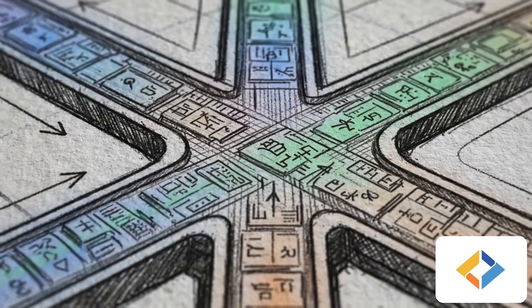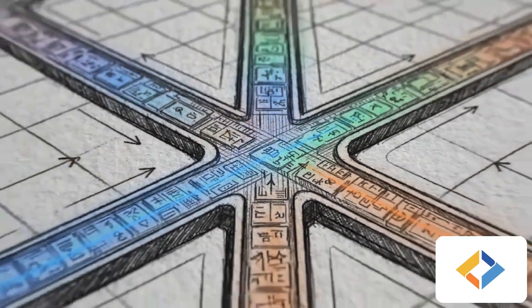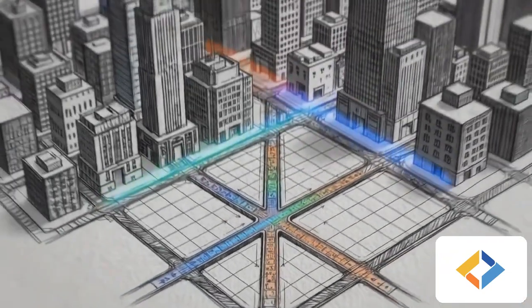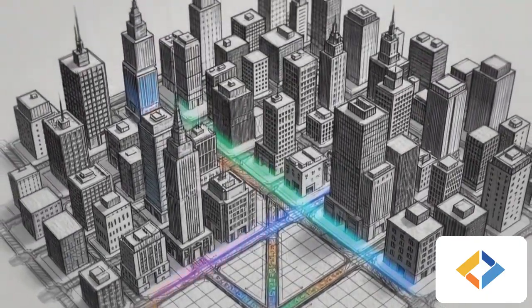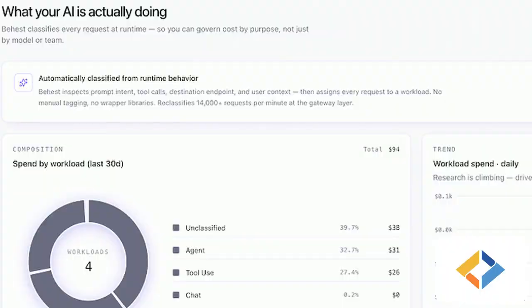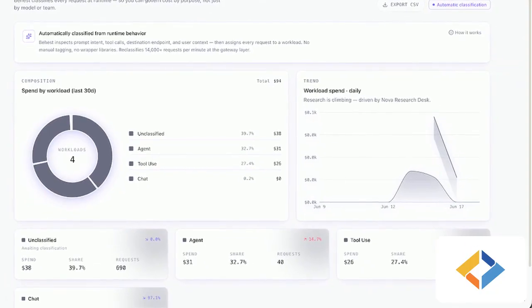Individual request logging solves the engineering problem, but leaders need a macro view of how AI is functioning across the entire company. This dashboard categorizes raw API traffic into distinct workloads. Instead of just looking at total volume, organizations can see exactly how much spend is driven by autonomous agents, tool use, or basic chat interfaces.